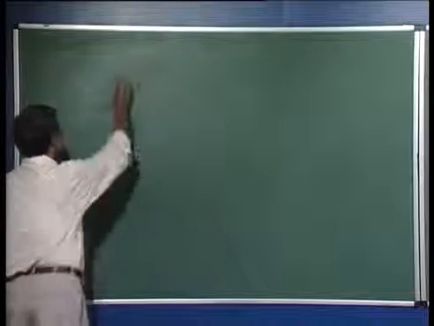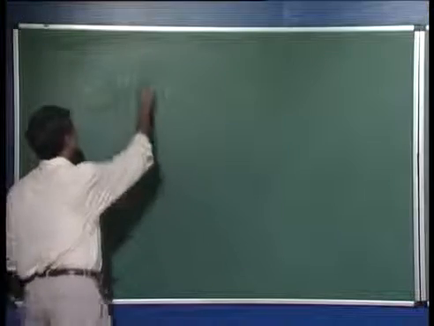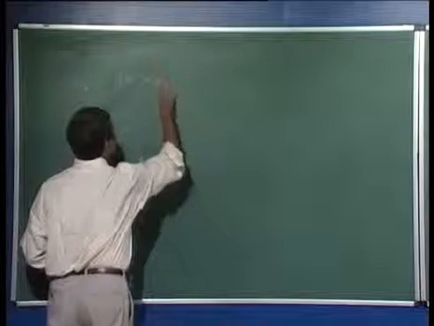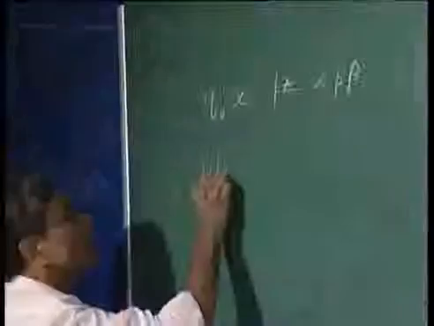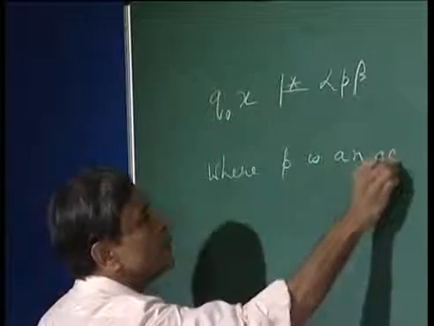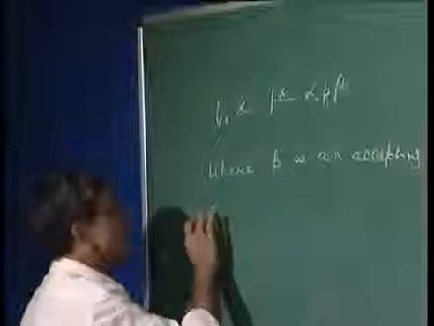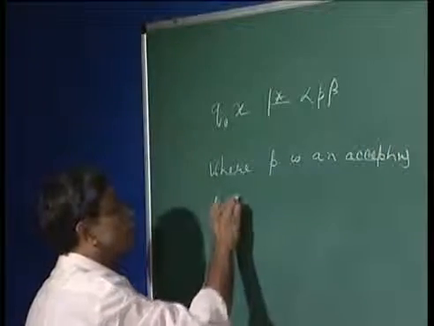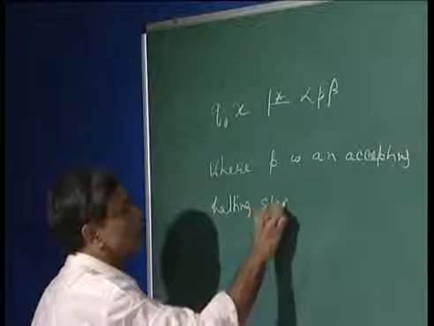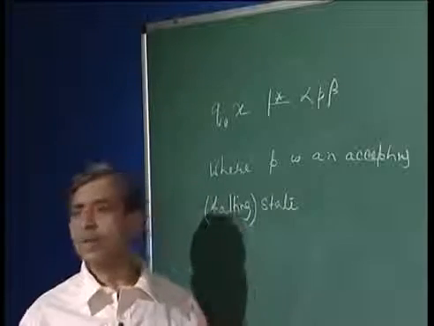Then we said that if in 0 or more steps from this configuration, the Turing machine goes to a configuration alpha p beta, where p is an accepting halting state. All accepting states, by definition, are halting.